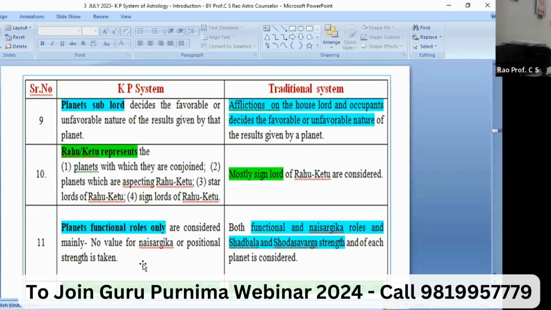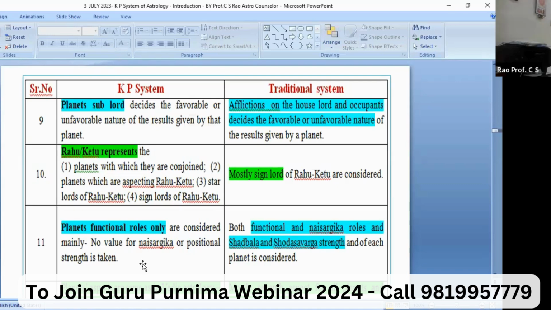Like that, suppose Jupiter is connected to the 6, 8, 12; he is a functional malefic here. Suppose for the same Tula Lagna, Jupiter is connected to good bhavas in KP system, then he is not a functional malefic. Here we do not consider the Naisargika or positional strength.